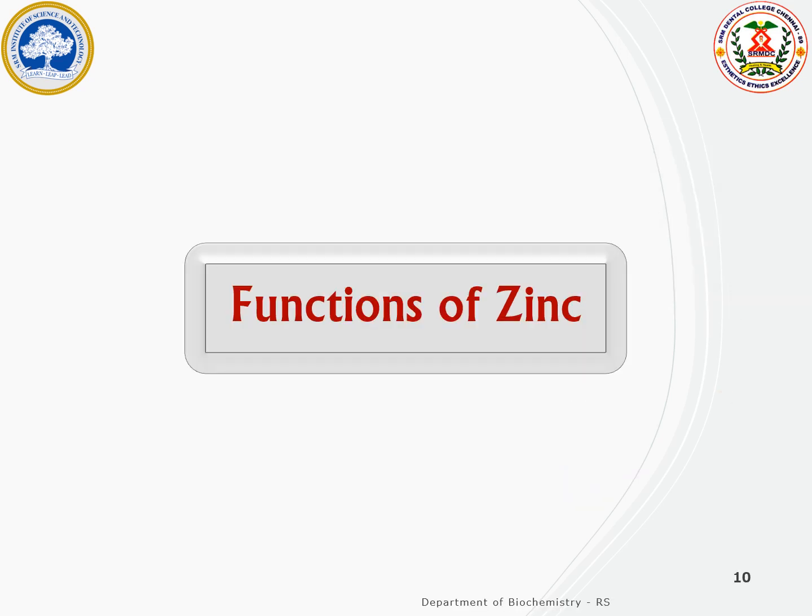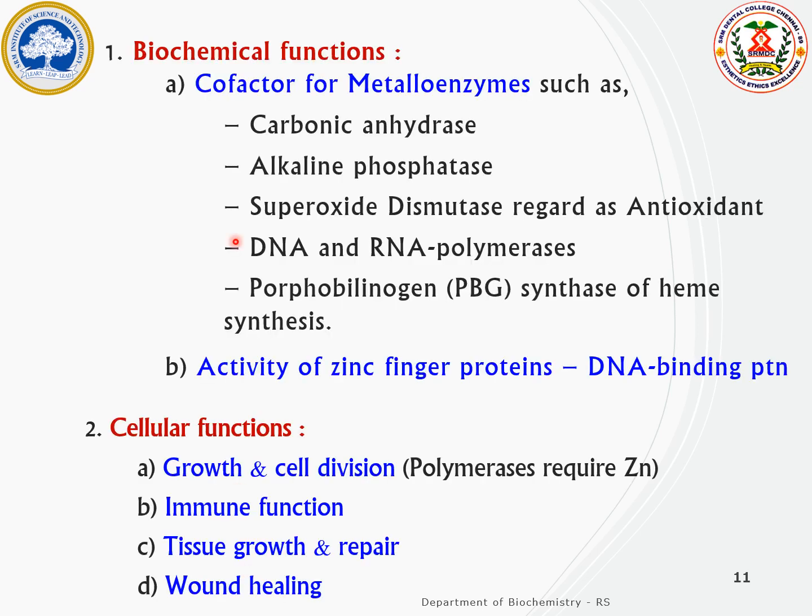Let us now discuss the functions of zinc. Zinc is involved in major biochemical functions. It acts as a cofactor for many metalloenzymes such as carbonic anhydrase, which is involved in acid-base balance, alkaline phosphatase, superoxide dismutase, which acts as an antioxidant, RNA and DNA polymerases, which are involved in the synthesis of RNA and DNA, and porphobilinogen synthase of heme synthesis. So for these many enzymes, zinc acts as a cofactor.